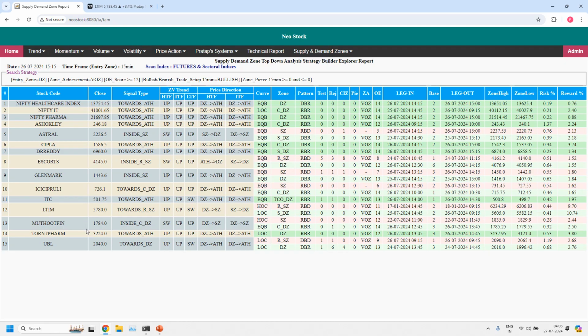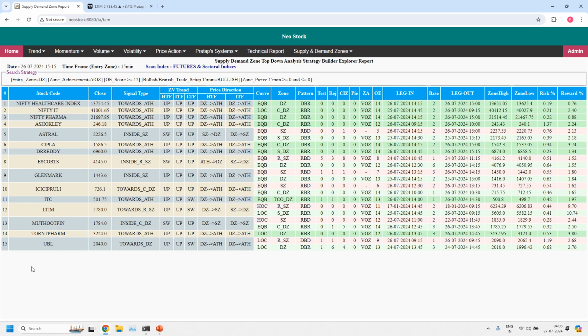Some stocks may not be having zone confluence. So you need to analyze all the 15 stocks to check whether zone confluence is there or not. There are 3 ways you can check zone confluence: HTF, ITF and LTF. Because anyway this is a bullish trade setup, you can check HTF, or only ITF and LTF also.